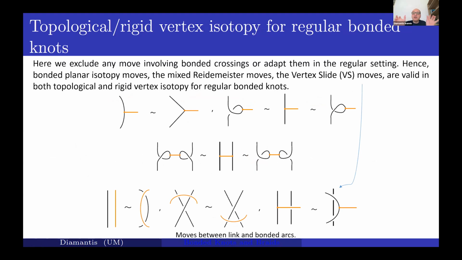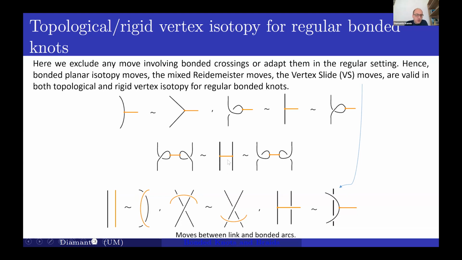So we have two regular diagrams, and we want to see the moves that you are allowed to use in order to go from one to the other without leaving the category of regular bonds. And these are the moves. As you can see, as before, we have the vertex slide move, right? You have what we call mixed Reidemeister moves, which means standard strands and bonds. And here you can see that we are using the rigid vertex.